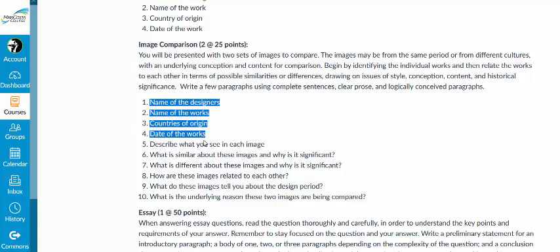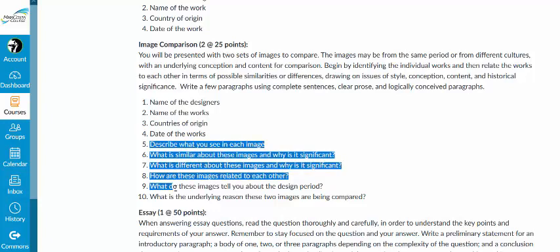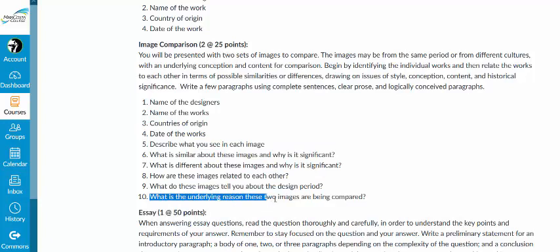And then you'll talk about what you see. You'll talk about the similarities and the differences between the 2 images. The most important part of this is to understand the underlying reason these 2 images are being compared. That's the most important point of this part of the exam.